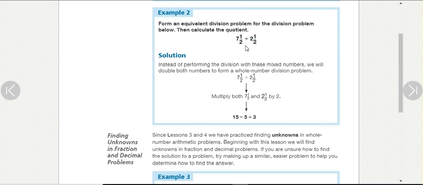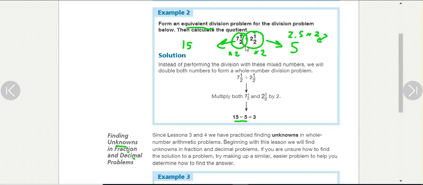Whenever I see halves, I think, what if I multiply these by 2? Won't that be a lot easier? 7.5 times 2 is 15. 2.5 times 2 is 5, right? So 15 divided by 5 looks a lot easier. Equivalent division problem.